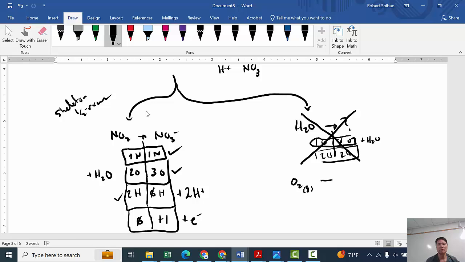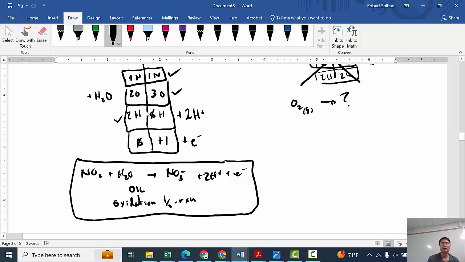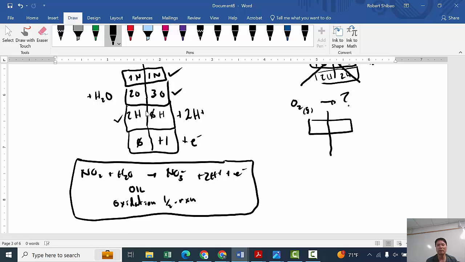So O2 is going to go to something blank. And I'm just going to leave it blank there because the method should be able to tell us what it's going to form. And so we balance all elements other than oxygen and hydrogen. There are no other elements. Then we go on to oxygen. 2 oxygens on the left, 0 oxygens on the right. And so we'll add 2 waters. Then we'll balance out the hydrogens. I have no hydrogens on the left, 4 hydrogens on the right. So I'll add plus 4 H pluses to the left.